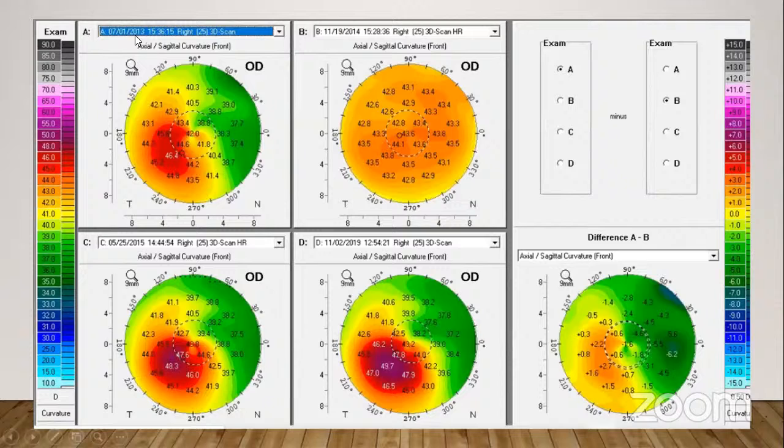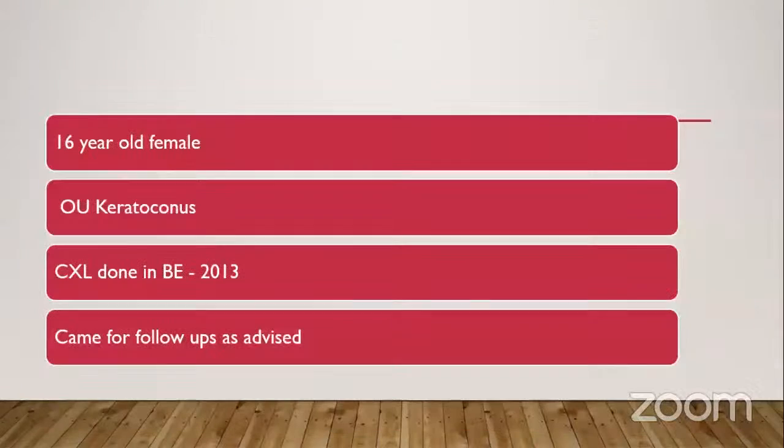Initially, when we did CXL in her right eye, we observed flattening and also improvement in the visual acuity between two visits, between 2013 and 2014. Later on, in the subsequent visits, the serial Pentacam maps showed deterioration in her visual acuity and also steepening of the cone. So we planned to do a repeat CXL for the patient in both eyes. The right eye was progressing more than the left eye, so we did a CXL enhancement in 2016 for the right eye, and in 2019 for the left eye.